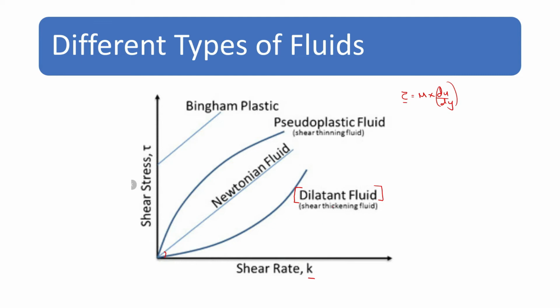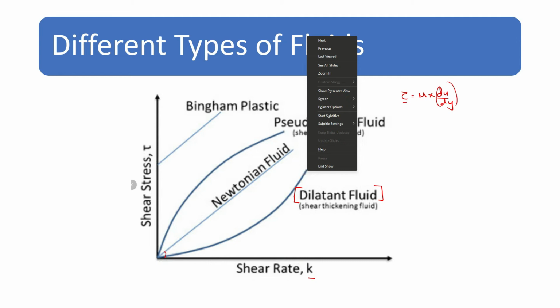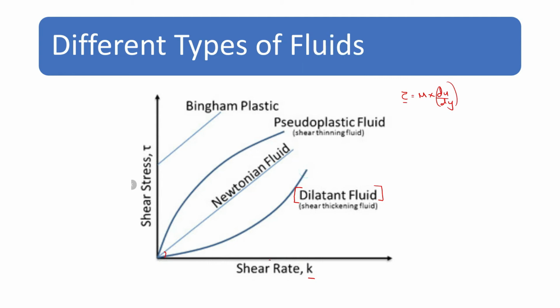But take the case of a dilatant fluid. In a dilatant fluid, when the shear stress is increased, you can see that the viscosity increases as the shear rate is increased. You can see the slope is continuously changing. That means viscosity increases continuously. So that is why it is called a shear thickening fluid. One example is quicksand.